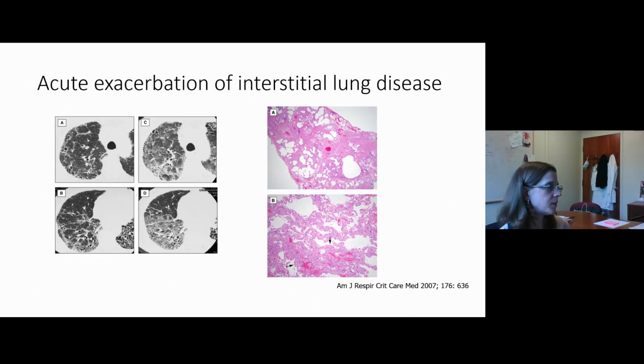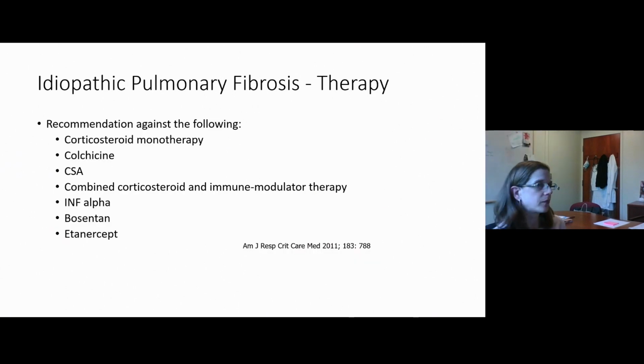And here you can see imaging. You can see in panels A and B, those represent the underlying disease of the patient. And in C and D, that's when the patient experiences the acute exacerbation. So on top of that background fibrosis, you're seeing lots of ground glass. And on pathology, again, in panels A and B, you can see the pink material, which is deposition of hyaline. This would be consistent with diffuse alveolar damage on the background of a pattern of interstitial lung disease.